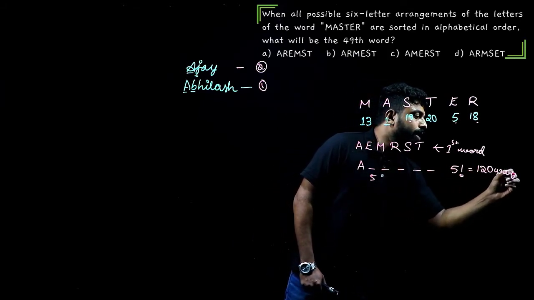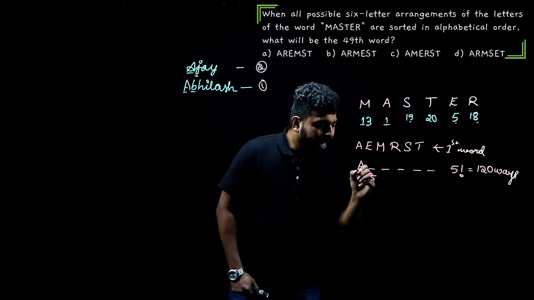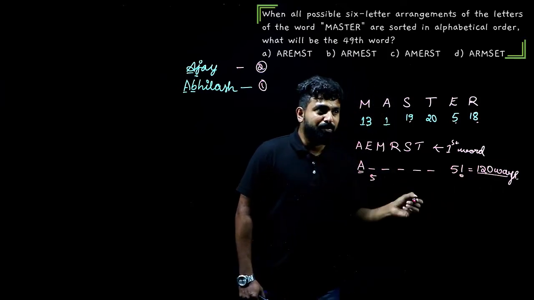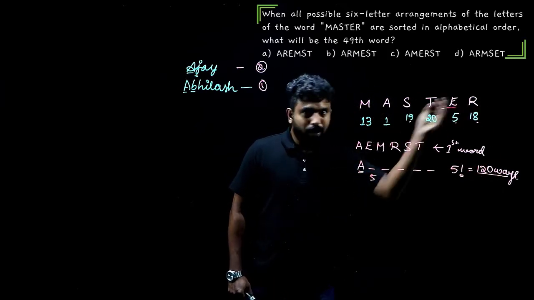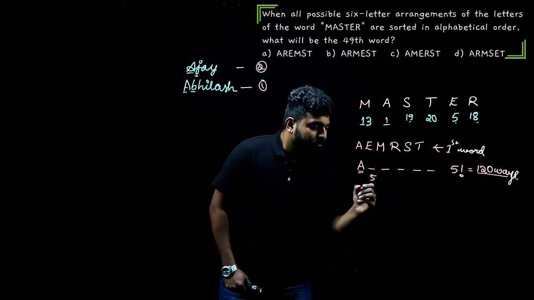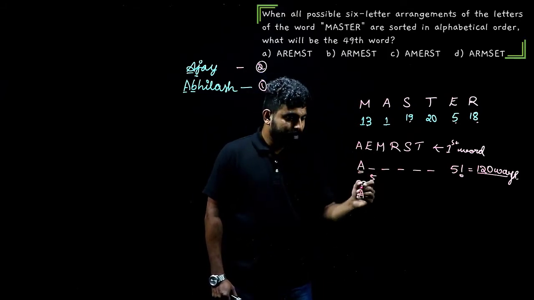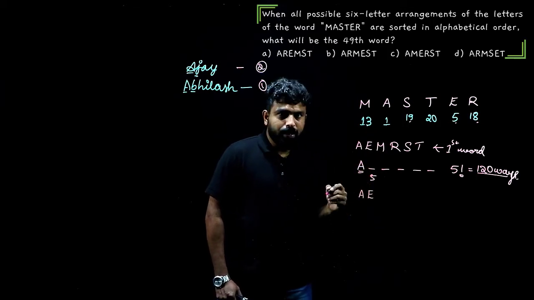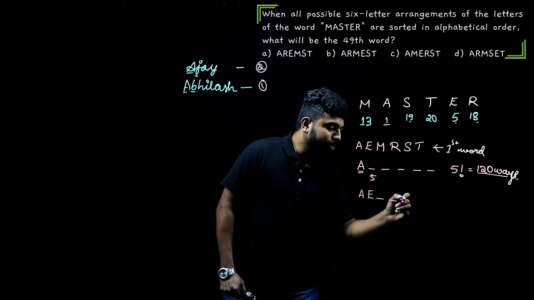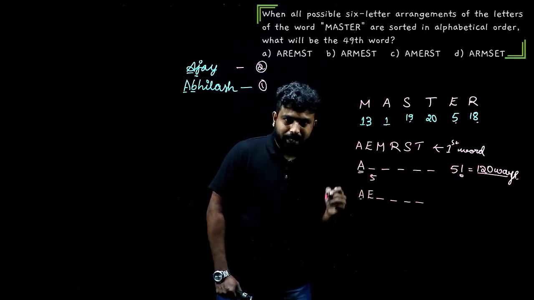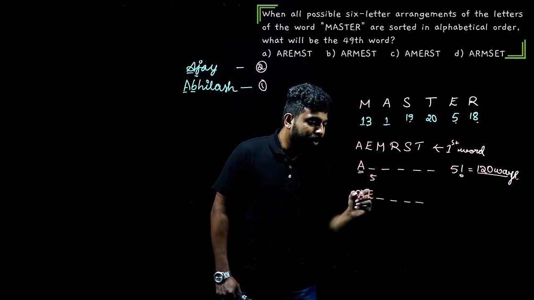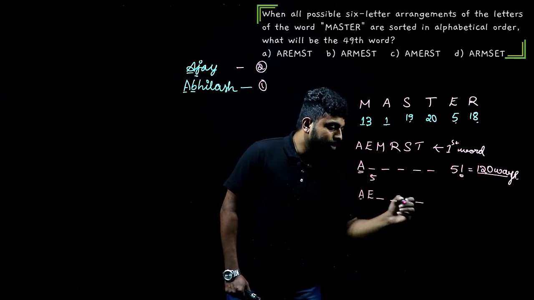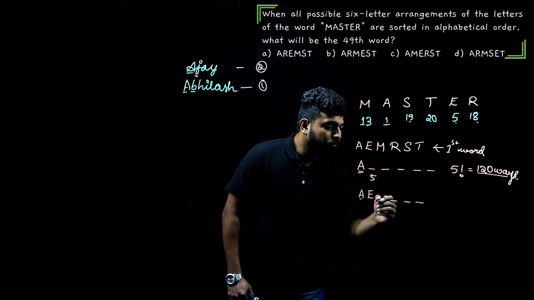So if you take only A in the first place and start arranging, you would have gone up to 120 words. But we need the 49th word, which is way before 120 words. So let me fix the second place as well. If my first place is A, the second place should be E. If the second place is E, we should find all the possible words which can be formed with first term as A and second term as E, because after A there is E in our alphabetical order. So how many free spaces are there? There are 4 free spaces.